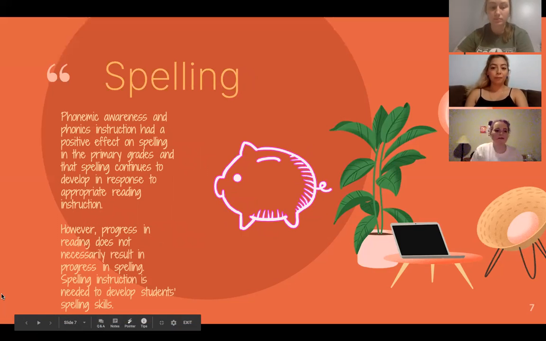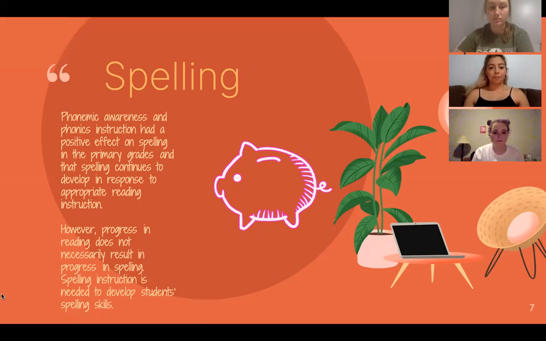So spelling: phonemic awareness and phonics instruction had a positive effect on spelling in the primary grades, and spelling continues to develop in response to appropriate reading instruction. However, progress in reading does not necessarily result in progress in spelling. Spelling instruction is needed to develop students' spelling skills.